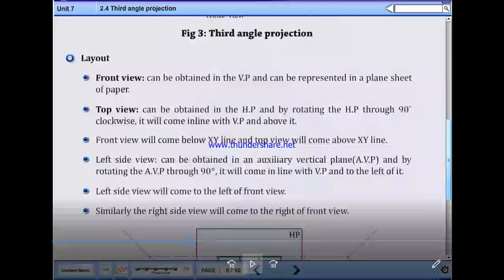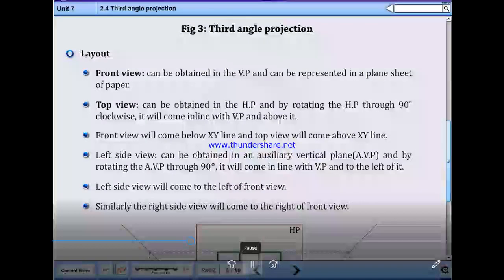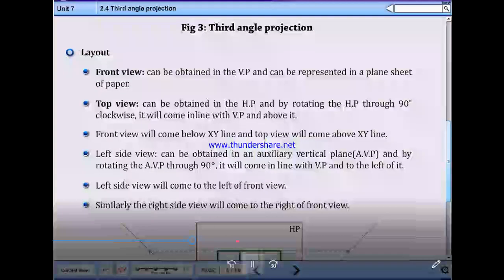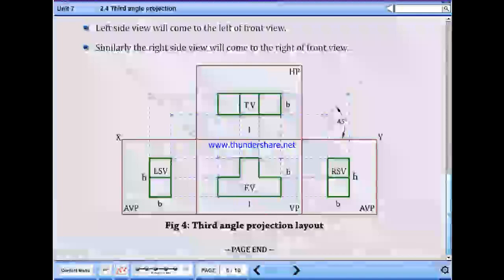Left side view is obtained in the auxiliary vertical plane, and by rotating the auxiliary vertical plane through 90 degrees, it will come in line with the VP to the left of it. Left side view will come to the left of the front view. Similarly, right side view will come to the right of the front view. Now note down the third angle projection layout figure.